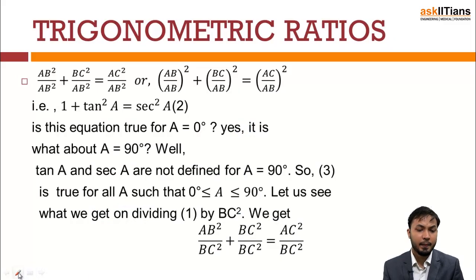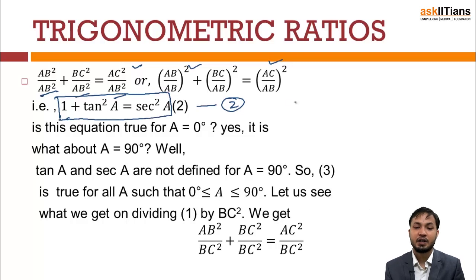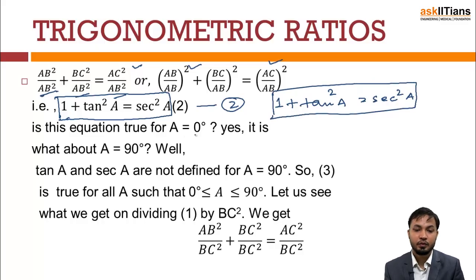Now, I have this, right? So similarly, if I keep dividing with different sides, I can come up with different values. This is the second value for that. So 1 plus tan square theta is equal to sec square theta is the second trigonometric identity that you need to remember. Like this, if you continue, it will be like this.